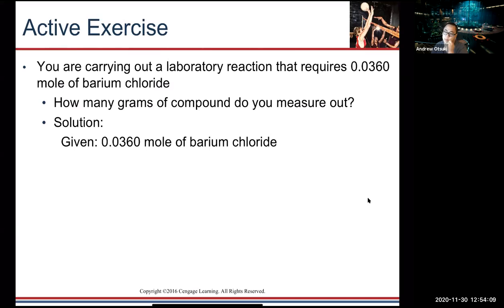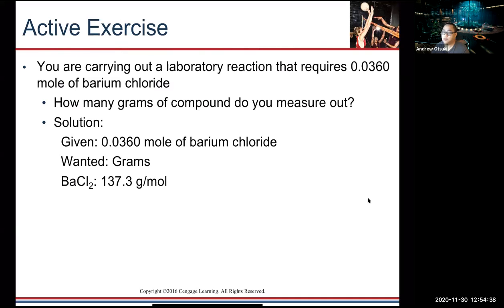So first we need to know what barium chloride looks like, the formula. But first, we want grams. So we're going to be using the molar mass to convert from moles to grams. Your conversion factor from moles to the total amount of atoms or molecules, that's Avogadro's number. But when you're converting from moles to mass or grams, you're going to use the molar mass.